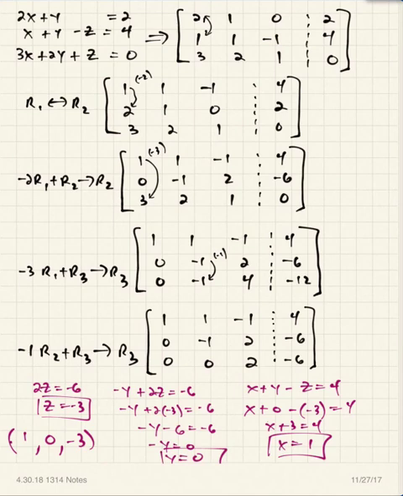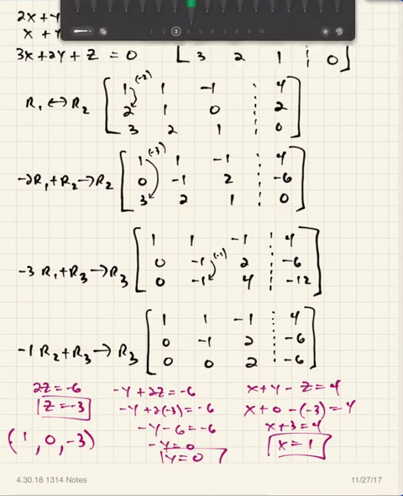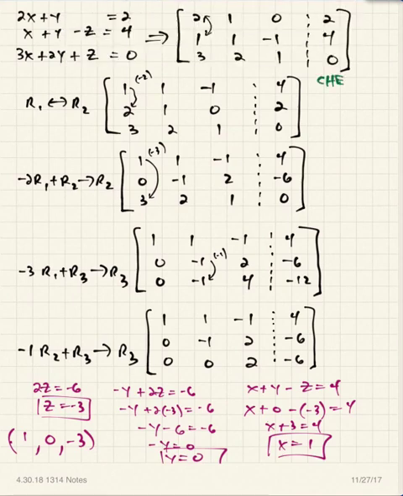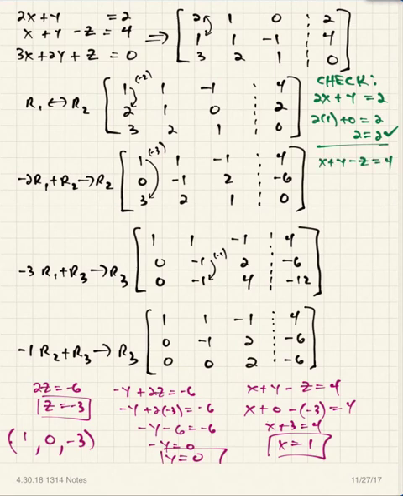So my first equation, and I'm going to put the check over here in green. So the first equation at the very beginning of the problem is 2x plus y equals 2. So that would be 2 times 1 plus 0 equals 2, or 2 equals 2. Check. So the first one works just fine. Second one is x plus y minus z equals 4. And so you get 1 plus 0 minus negative 3 equals 4. So that's 1 plus 3 equals 4, or 4 equals 4. So I'm doing good. That one works out.